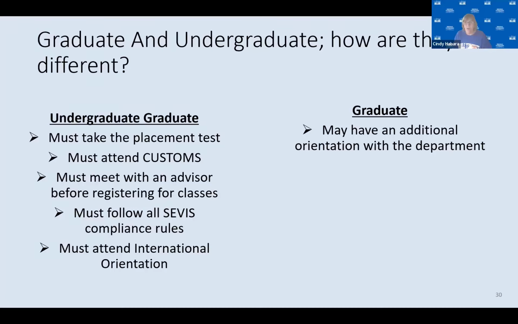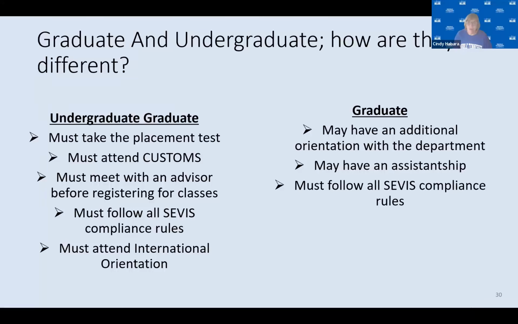Before you arrive and after you arrive, especially at the grad level, you should be capable of finding this information out on your own. And so we do less hand-holding at the grad level, more of go to the website and find this out, reach out to your department and find that answer. We're not going to give you the answers. Okay, you may or may not have an assistantship. Only at the grad level this happens. You, of course, must follow all SEVIS compliance rules.